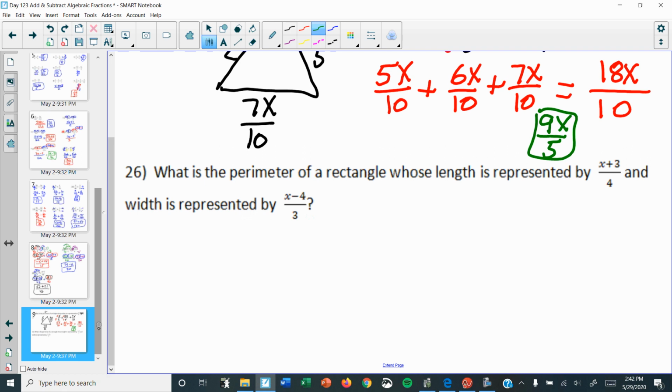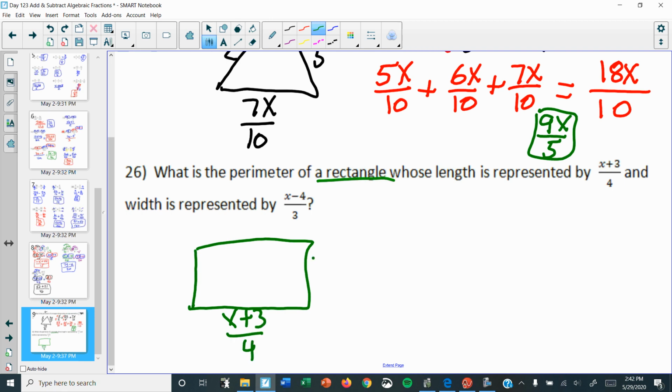Okay, is this the last one? This is the last one. Oh my goodness. Okay, this one is kind of tough. So perimeter of a rectangle. So let's draw a rectangle. I mean, it's not that tough, but a lot of you fall for the trick. X plus 3 over 4 and x minus 4 over 3.